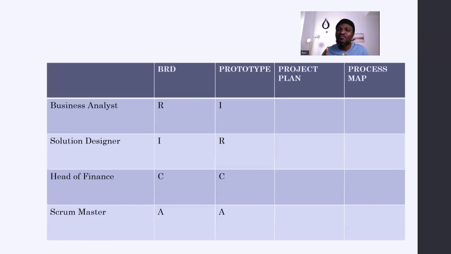So in order for you to put together a RACI chart, it is important for you to understand what the word RACI stands for, and how you can put this together in respect to the different stakeholders available on your project. And that will be the end of today's session.